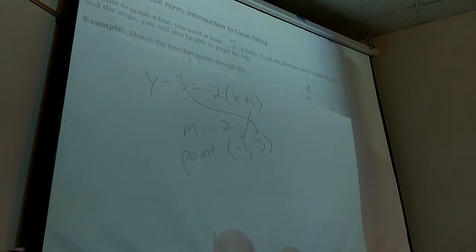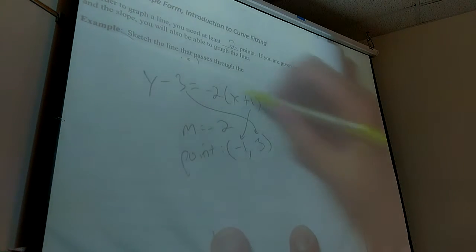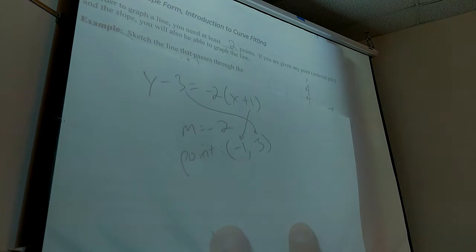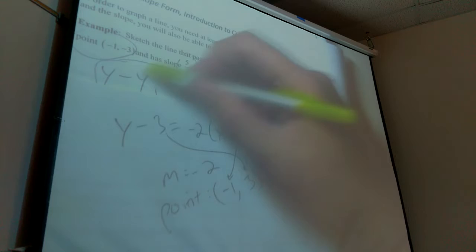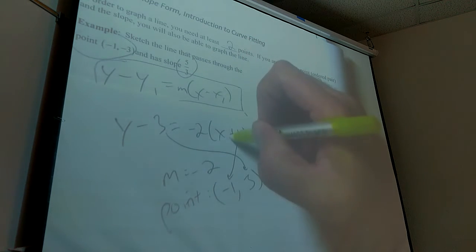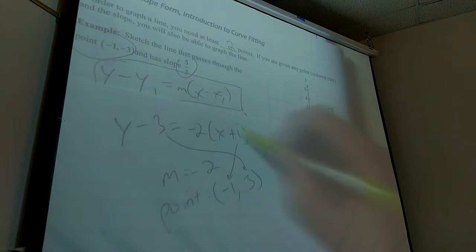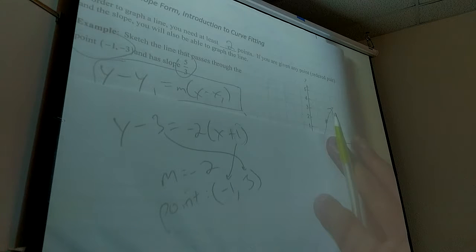So there will be some problems in the book that give you this form and they ask you, tell me what the slope and a point is. It's really kind of evil when the equation itself has a minus in it. You've got to be really careful. It's not just the number you see, it's the opposite of the number you see.